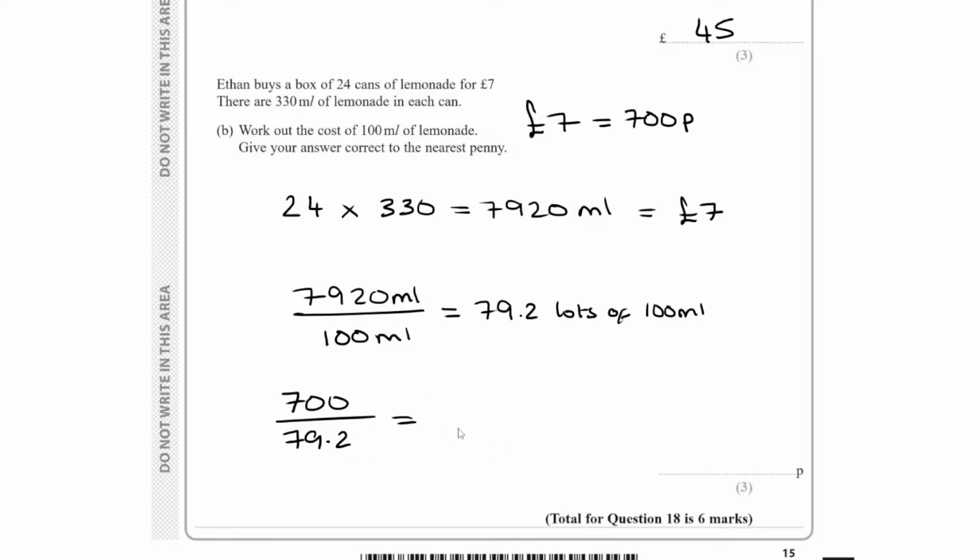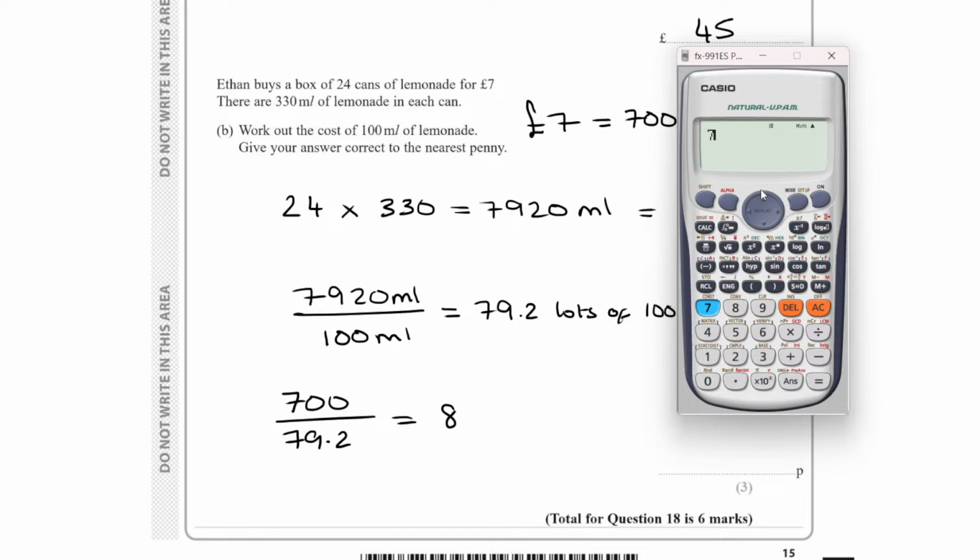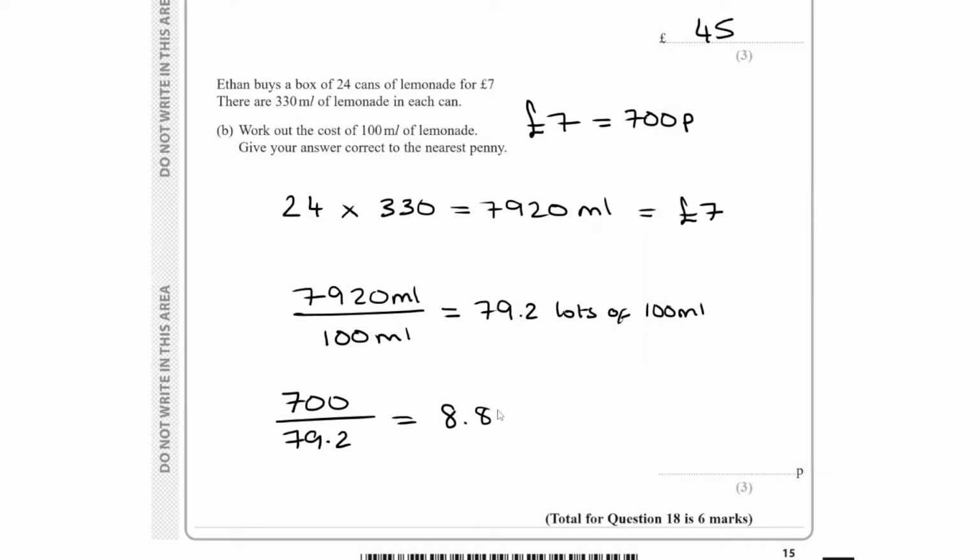Now it does give you kind of an annoying answer. Let me show you on the calculator. So 700p divided by 79.2 lots of 100 mils is, you can see it's a recurring decimal, 8.8383. That's why they said give your answer correct to the nearest penny. So the nearest, that's 8.8p, isn't it? So I'd round that to 9p. So 8.83, you could write that and then round it up.